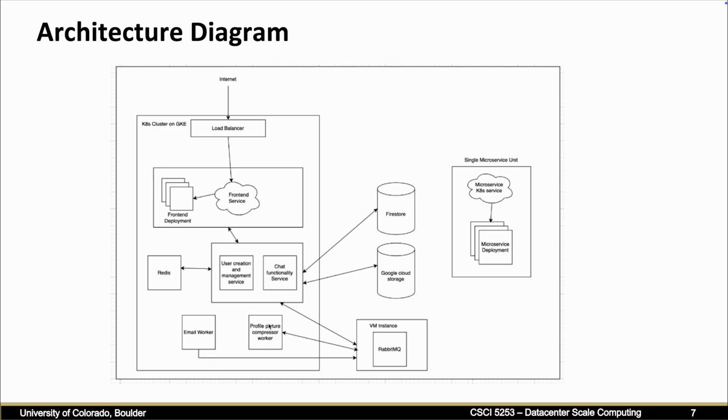So we have an email worker, a profile picture worker, and then we have a VM instance with RabbitMQ. RabbitMQ is going to queue all the asynchronous tasks. These are going to perform the functions. And Google Cloud Storage stores all the profile pictures. The profile picture worker, after compressing the profile picture, is going to put it on the Google Cloud Storage, which will be used to view the profile picture in our front-end application. The email worker is going to send all the emails. Firestore is our main primary database.